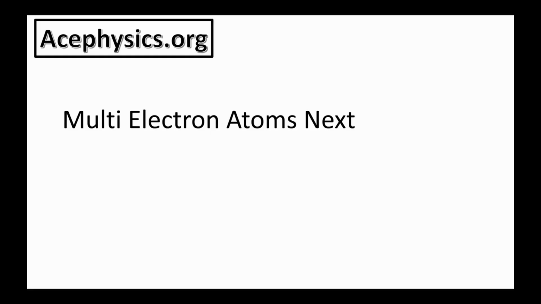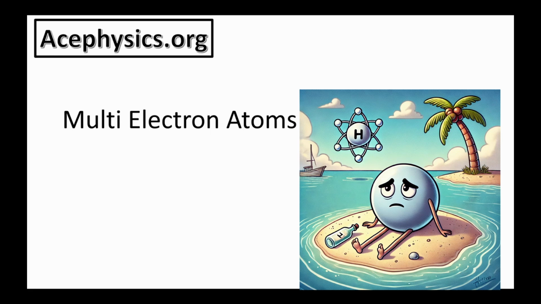Hydrogen, as you know, only has one electron. It's lonely. It has no friends. You could say, well, it's friends with the proton, but the proton is the opposite charge. It doesn't even have a neutron.